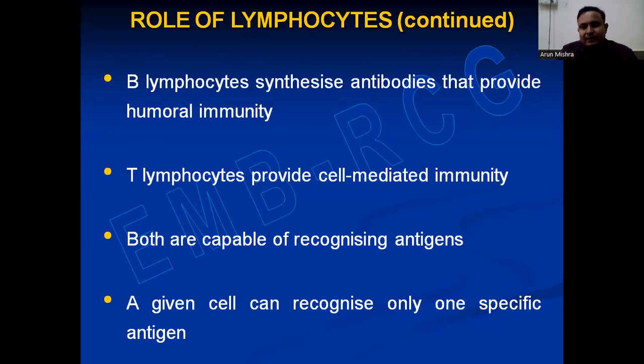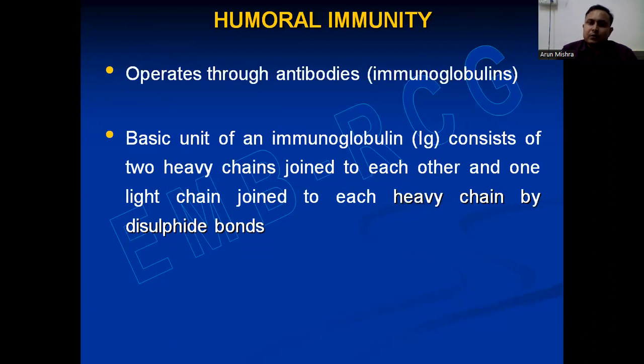B lymphocytes synthesize antibodies that provide humoral immunity, and T lymphocytes provide cell-mediated immunity. Both are capable of recognizing antigens. A given cell can recognize only a specific antigen. What is humoral immunity?